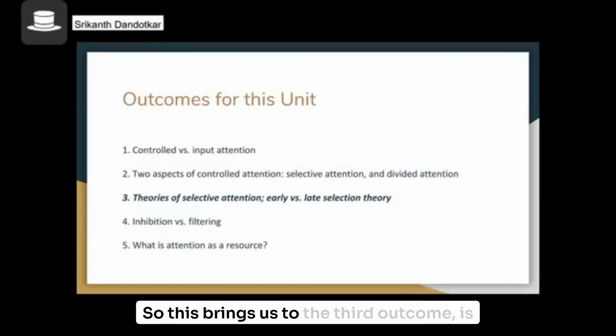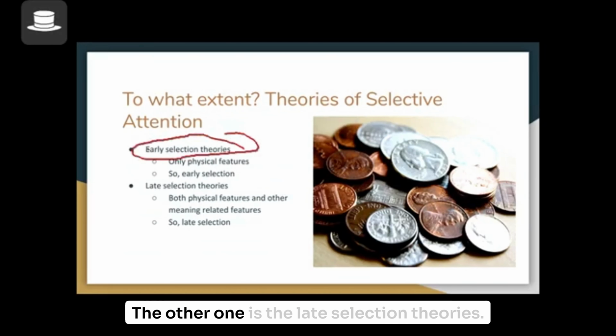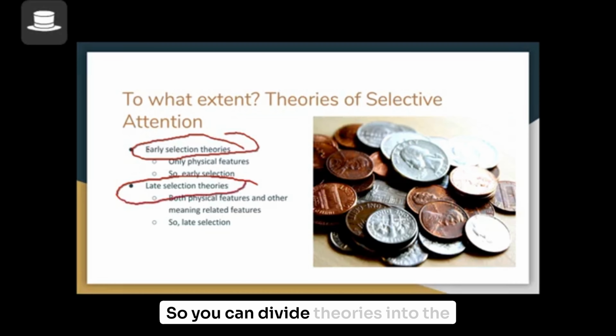So this brings us to the third outcome, which is about the theories of selective attention. And there are several theories, right? But these theories can be of two basic types. One is the early selection theories. The other one is the late selection theories. So you can divide theories into two categories, early and late.